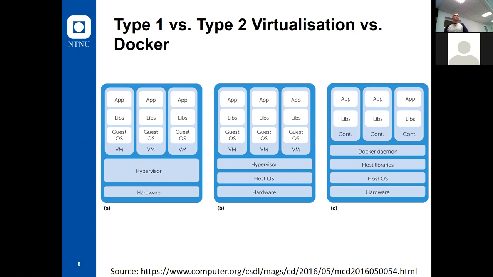And what's the significant difference between the form of virtualization that you see on the right side and the virtualization that you see in the middle, the type 2 virtualization? What are the significant differences? Please. We don't have any guest operating system anymore, right? So that's the main point.